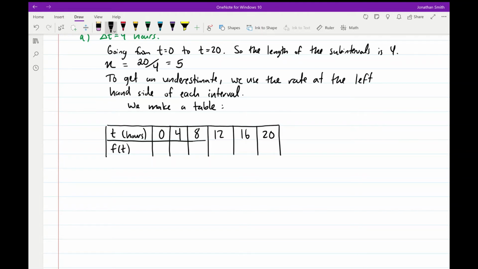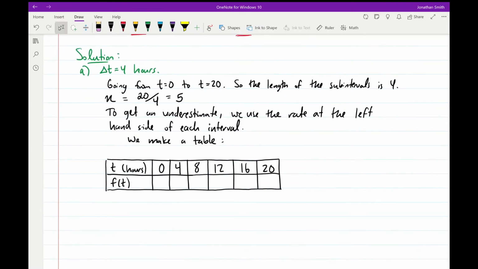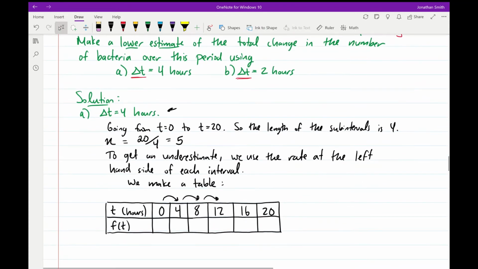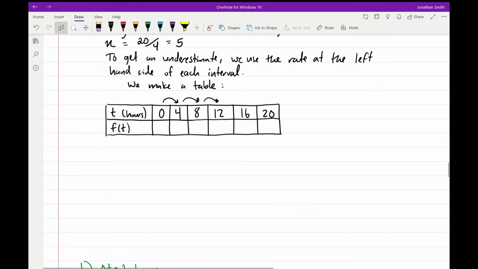The reason I know the value of the time in the top of this table is because I'm starting with the assumption that I'm going to use a delta t of 4 hours. So I want the length of each of these intervals from 0 to 20 to be 4 hours. If you plug each of these times into the function f of t, which I won't do here, you're going to get the values 3.0 for time equals 0, then 4.6, 9.4, 17.4, 28.6, and finally 43.0.